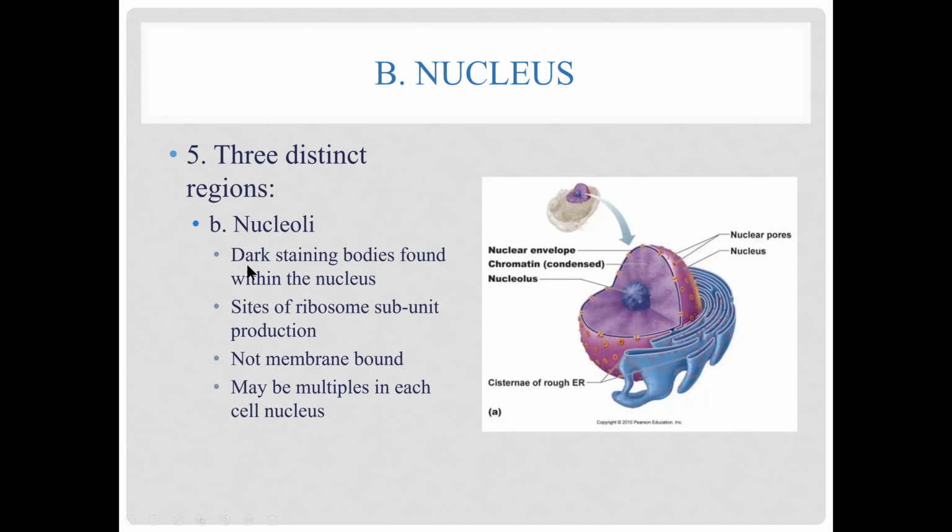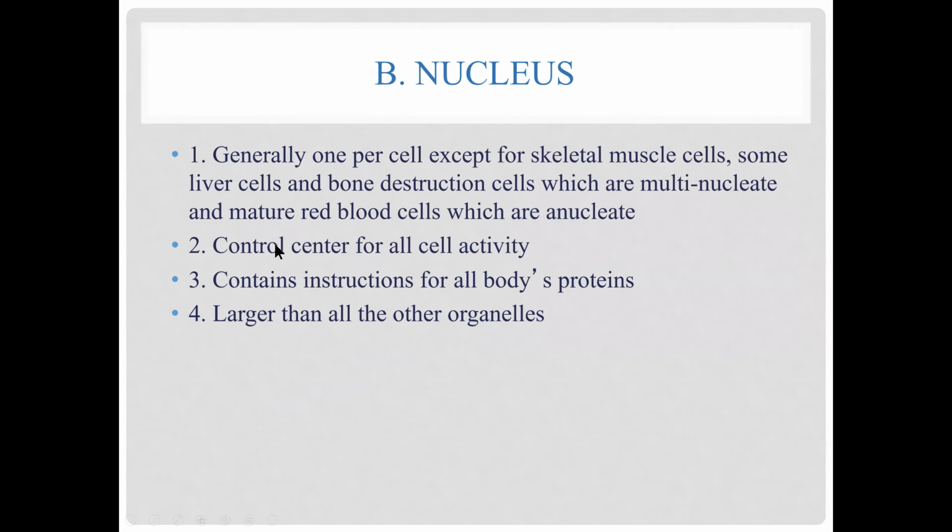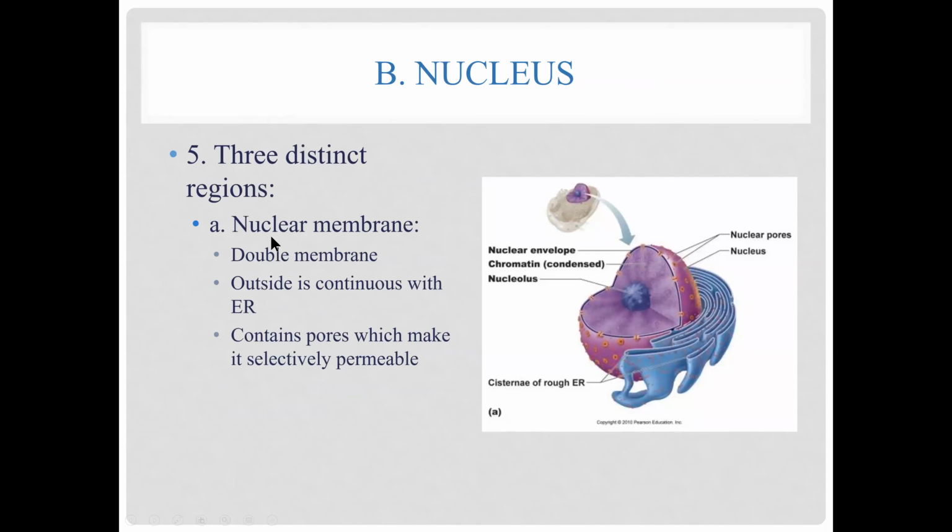3 distinct regions. Okay, you have the nuclear membrane, which is a double membrane. Outside is continuous. Remember, everything's sort of continuous. Nuclear membrane is continuous into the endoplasmic reticulum, and the endoplasmic reticulum is continuous to the Golgi apparatus. Golgi apparatus is going to break off into vesicles. Vesicles is going to fuse with the plasma membrane.